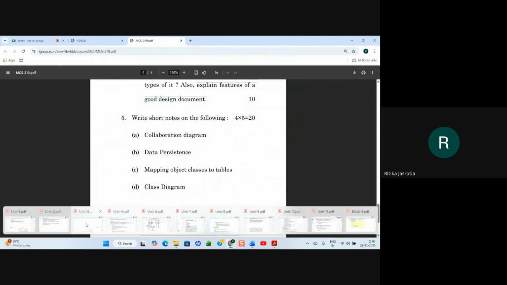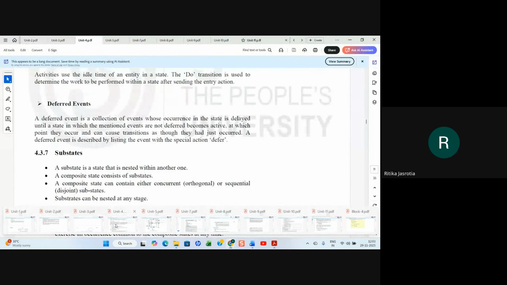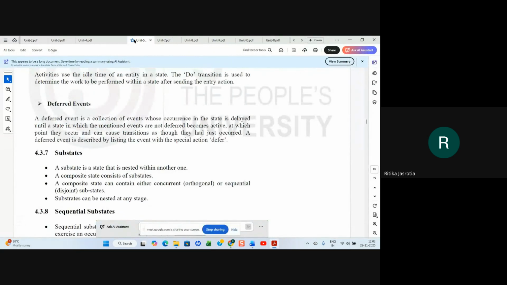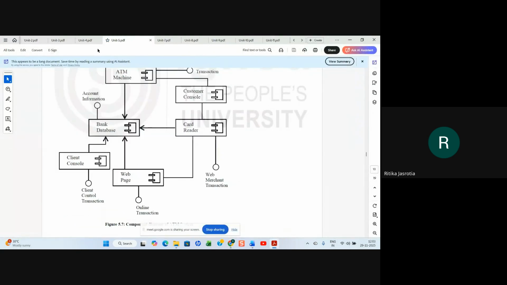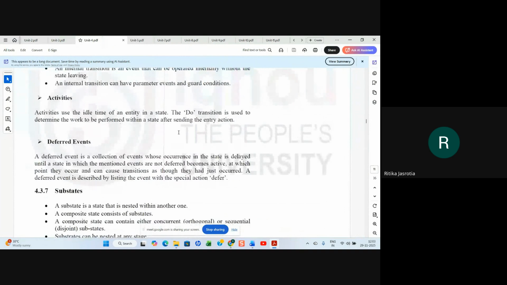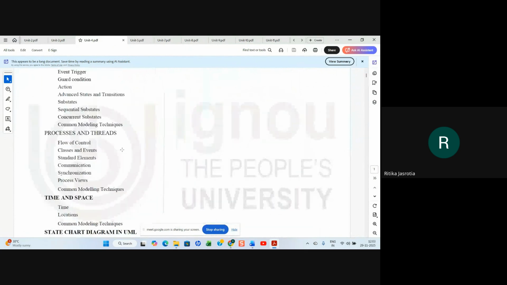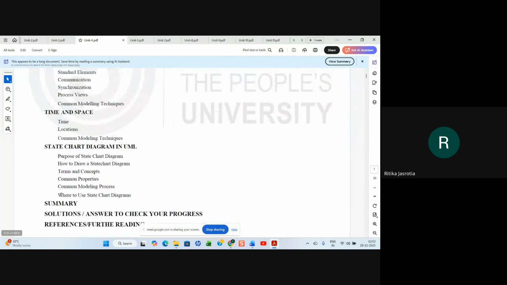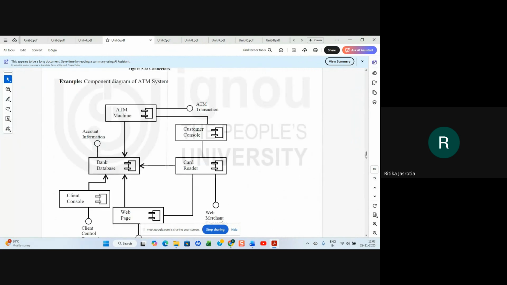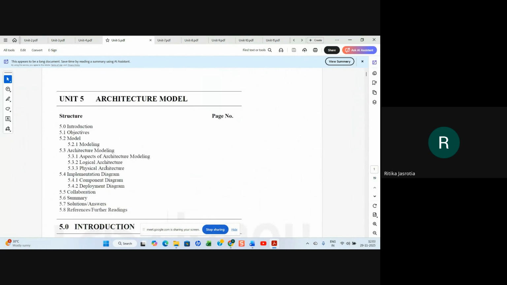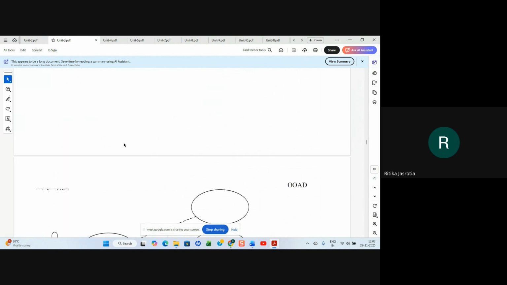So the collaboration diagram was in, I don't know, it was in this part or... so this is having the state chart diagram. I don't know if the collaboration diagram is there or not. Collaboration diagram is also known as communication diagram.